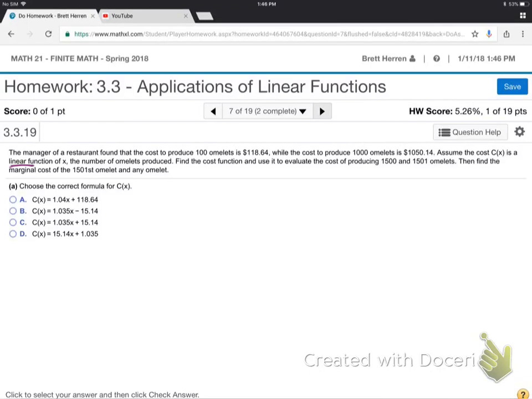It says assume that it's a linear function. That means it's y equals mx plus b kind of thing when they say linear. All these are going to be linear because this whole section is linear functions.